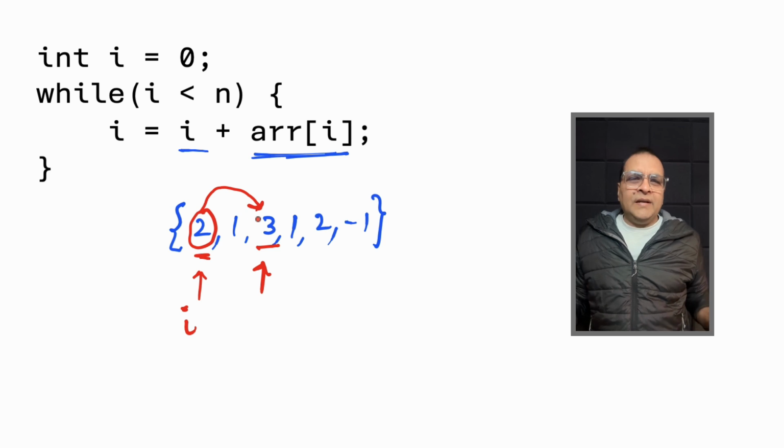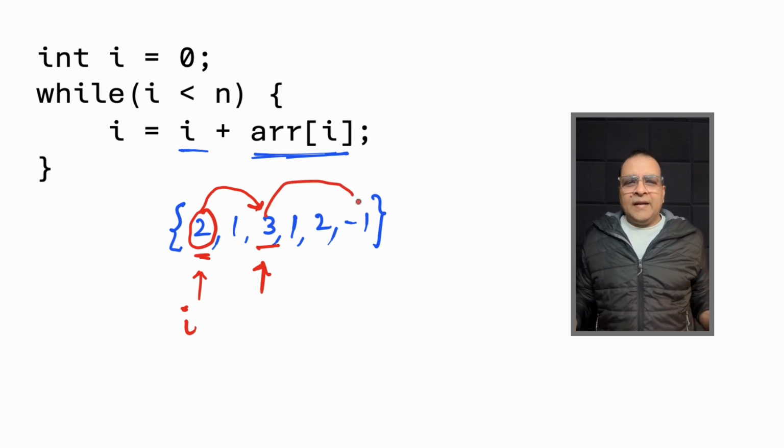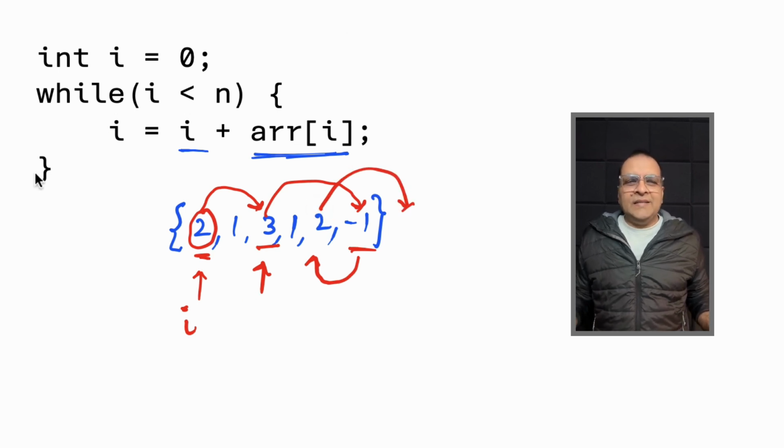Now because the value at index i is 3, it will jump 3 places and i will go directly here. The element at this index is minus 1, so i will go back one step. And then the element at this index is 2, so i will move outside the array and the loop will stop. Therefore, it is not guaranteed that this loop will execute exactly n number of times. It may get executed more than n number of times, or less than n number of times, or it may become an infinite loop.